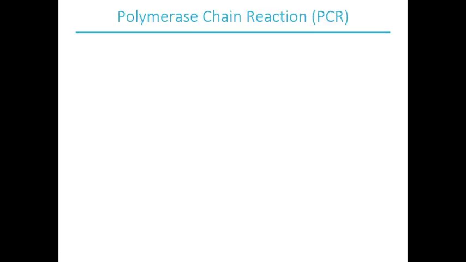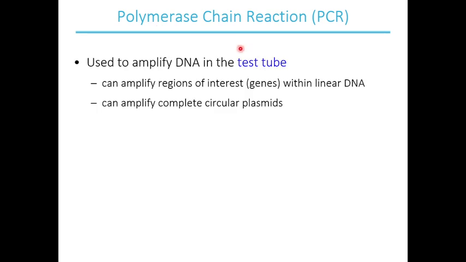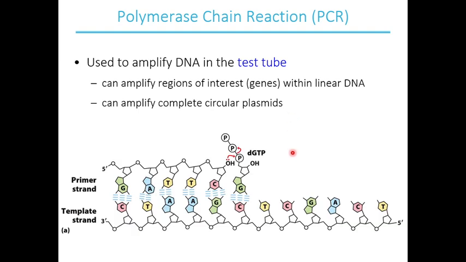Another technique involved in DNA cloning is called polymerase chain reaction, or PCR. Polymerase chain reaction is used to amplify DNA in the test tube. It can amplify regions of interest within linear DNA or can amplify complete circular plasmids. The PCR procedure relies on enzymes called DNA polymerases.